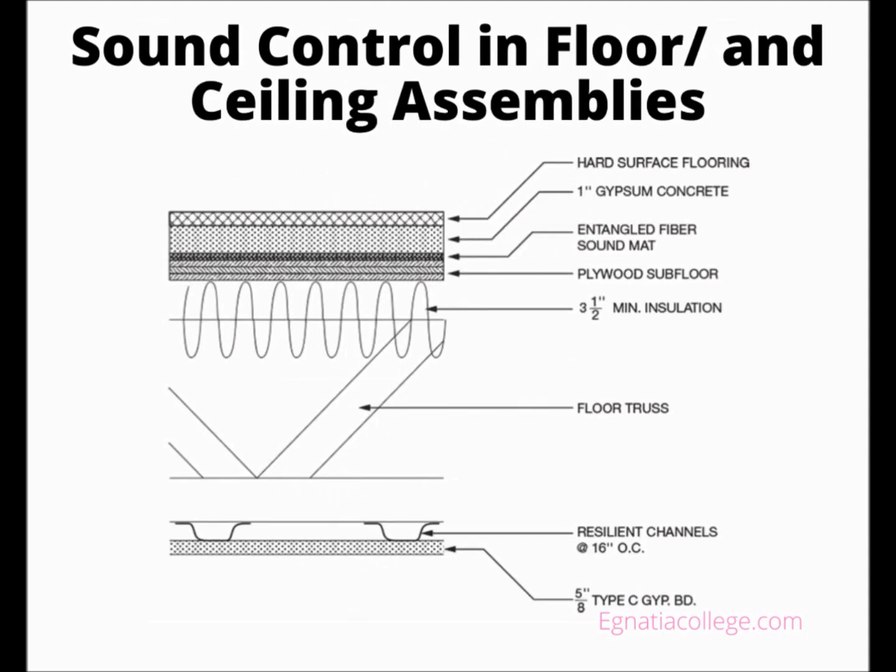Sound control in floor and ceiling assemblies. The principles that are used to stop the flow of sound through walls also apply to the floor/ceiling assembly. But wall construction is different from floor/ceiling construction. Some provision must be made to either absorb or block the vibrations that are sound. The IRC requires an STC rating of at least 45 for common walls and for floor and ceiling assemblies.